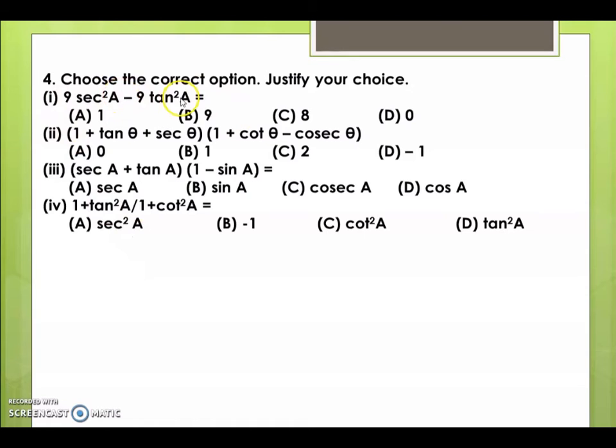So choose the correct option and also justify your choice. Justify means you have to show the steps. So first one is 9 sec square A minus 9 tan square A. This one we have to evaluate.